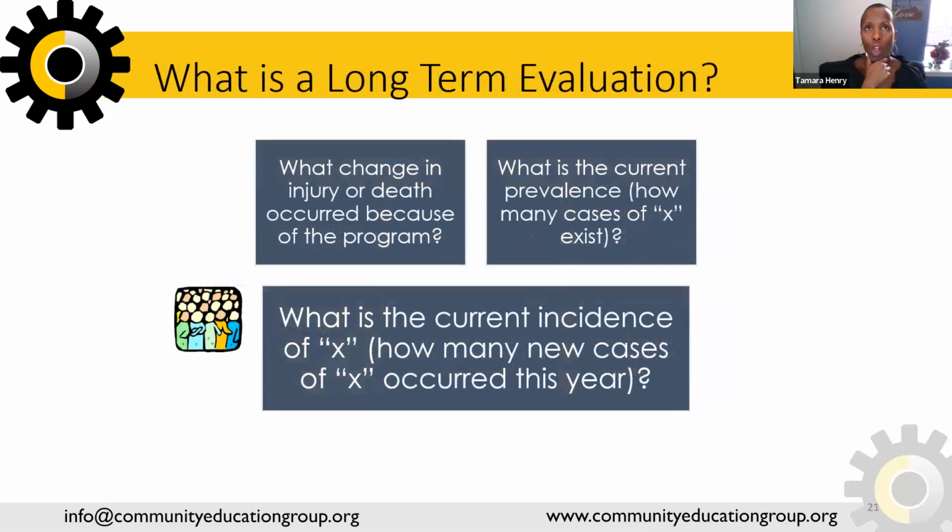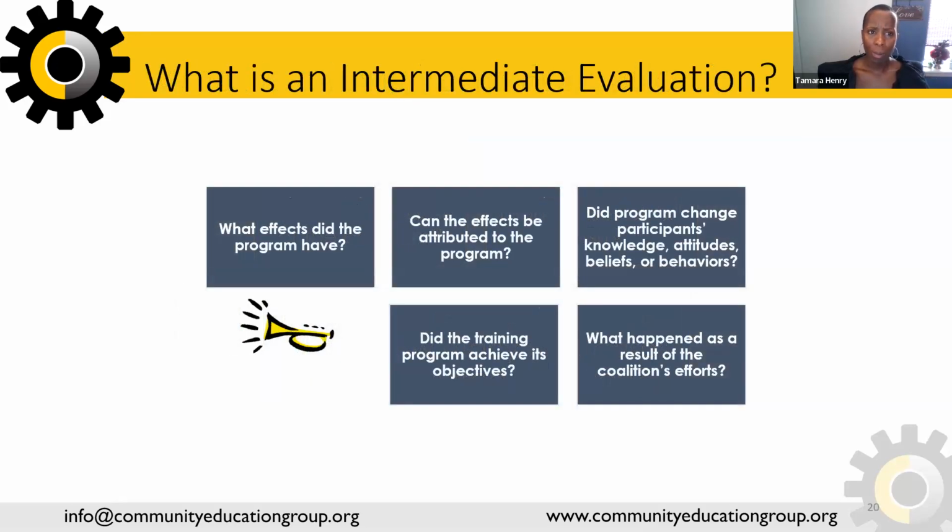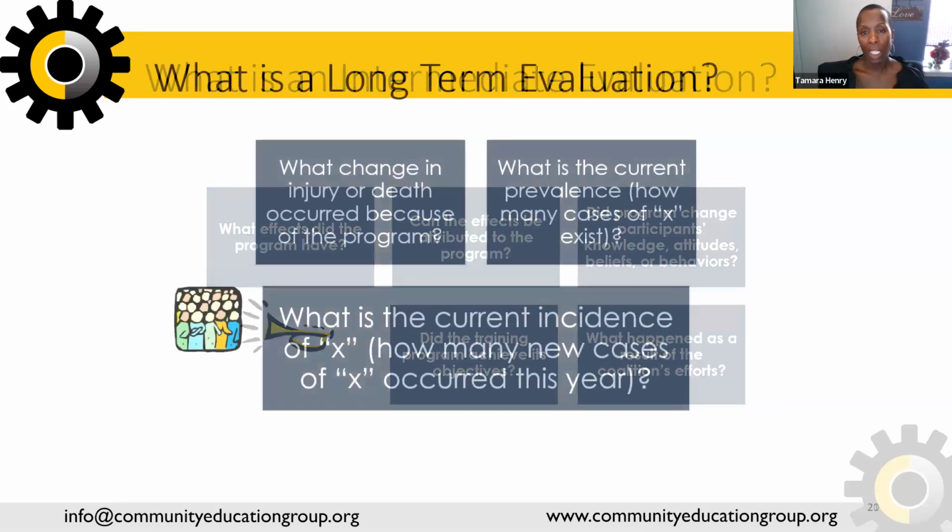Now, a long-term evaluation goes hand in hand with your health objective. Note the questions that are being asked in the long-term evaluation. What change in injury or death occurred because of the program? Or what's the current prevalence? How many cases of blank exist now? What's the current incidence? How many new cases do you have? So think about it from the health perspective. Were we able to reduce cholesterol? It's more of the bioindicator part that takes a longer time to evaluate. So a long-term evaluation is typically greater than 3 years, whereas your earlier evaluation is more or less between the 1 and 3 year mark, where we can expect to see a behavioral change versus a health change being 3 years or more.